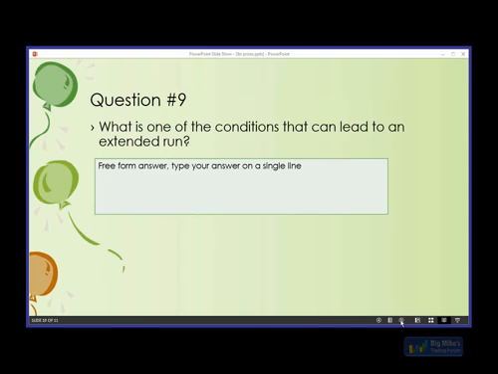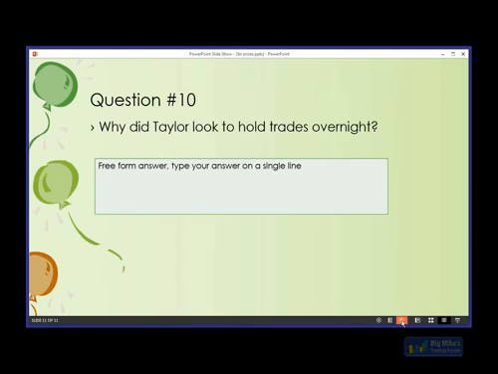And here is the last question. Why did Taylor look to hold trades overnight? Follow through, overnight follow through.